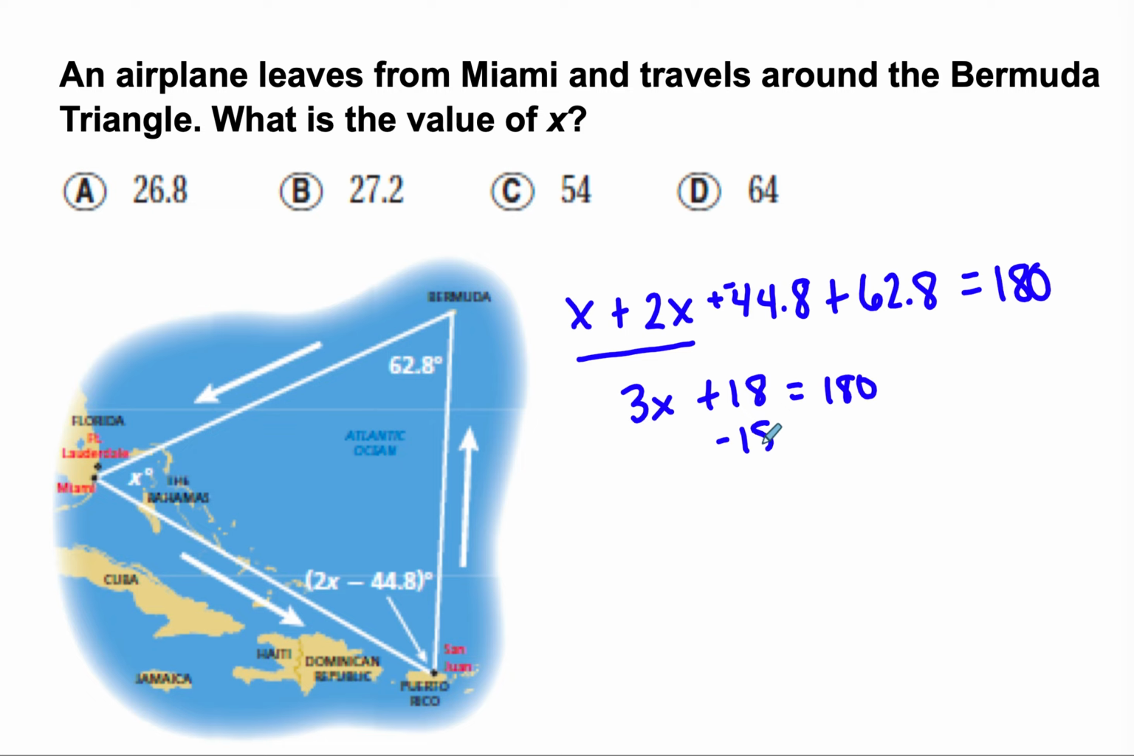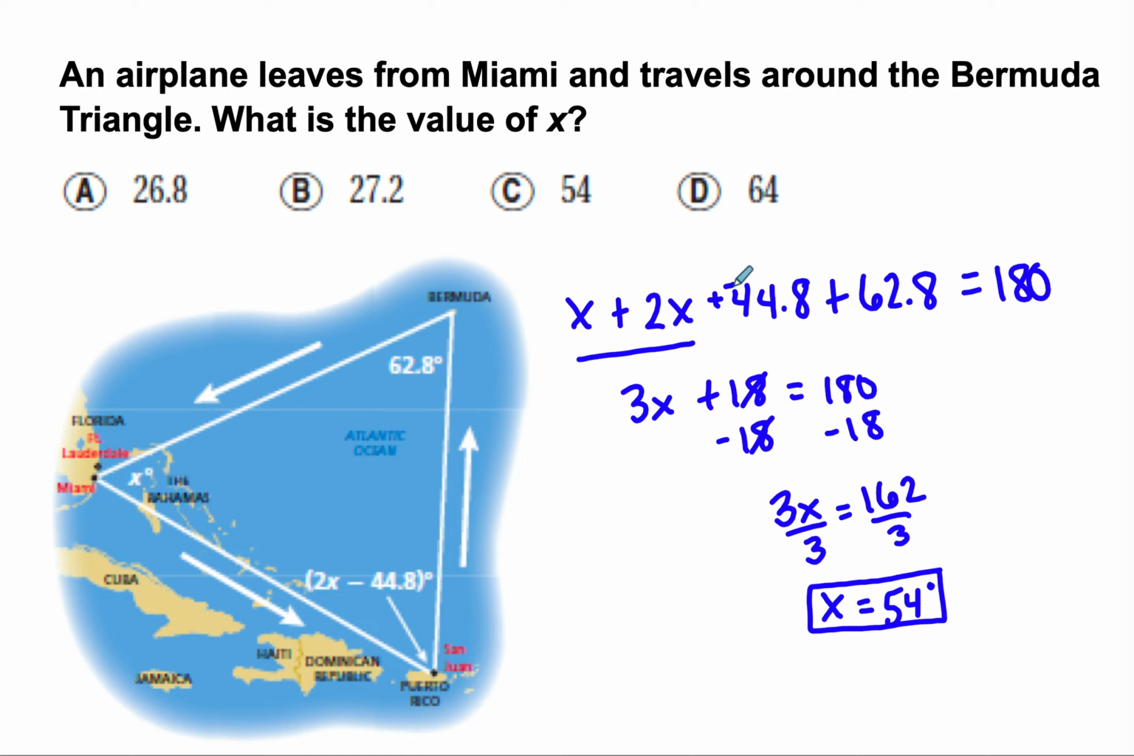My next step is to do order of operations backwards, so I'm going to get rid of addition and subtraction first. 18 minus 18 is 0, leaving 3X, and then 180 minus 18 is 162. My last step here, I'm going to divide both sides by 3 to get X by itself. 162 divided by 3 gives us 54 degrees. Your work should look like mine. That does match up with C, but you should have more than just C written down.